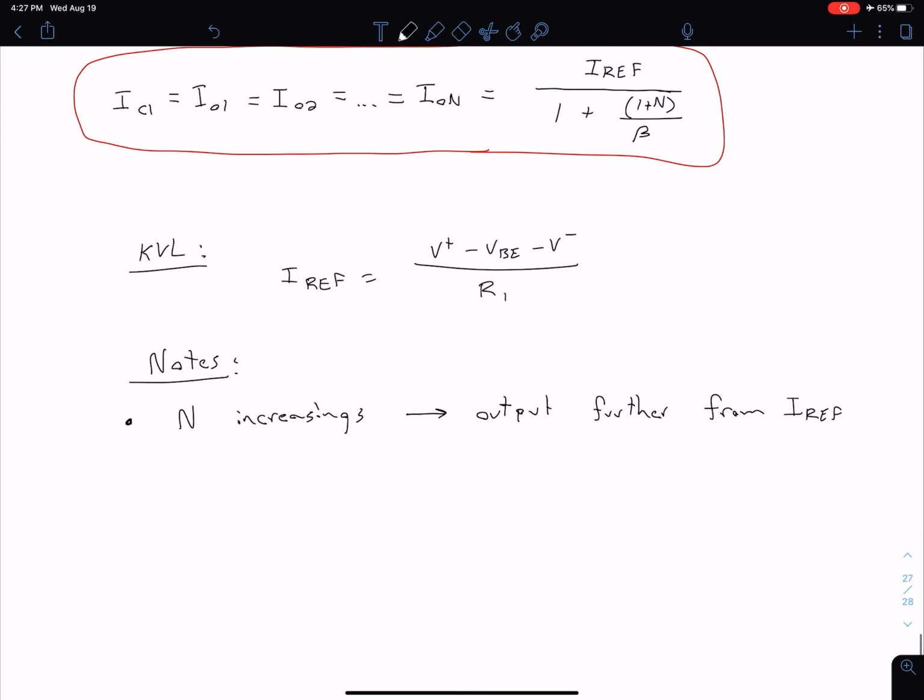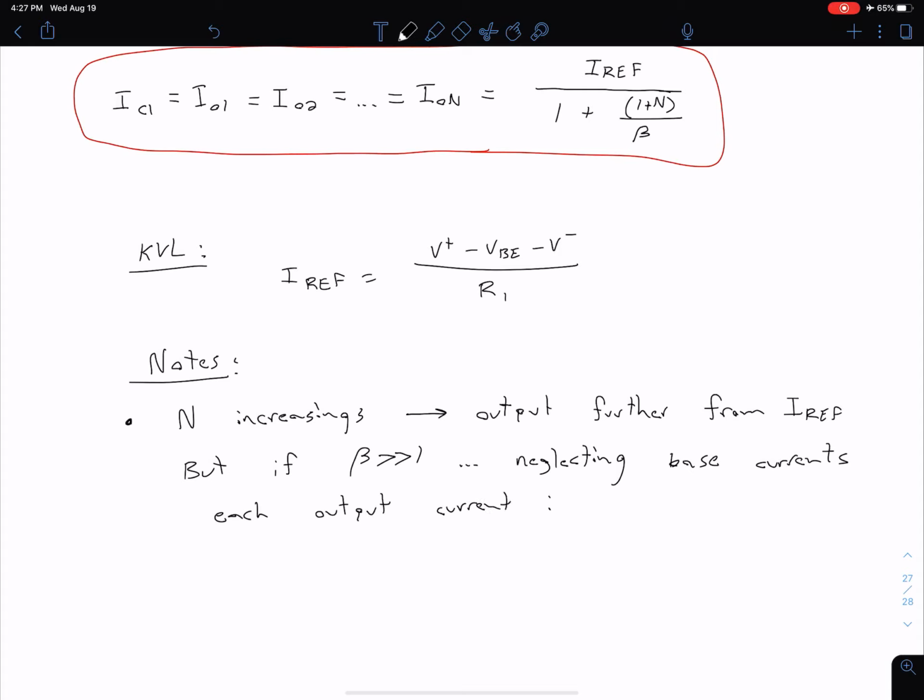But like I was saying, if we assume that beta is much greater than 1, essentially what we're saying is we neglect base currents, then we could say our outputs are approximately equal to IREF. Then each output current is approximately equal to IREF. So let me add approximately.